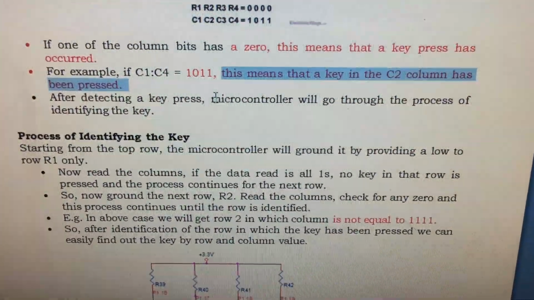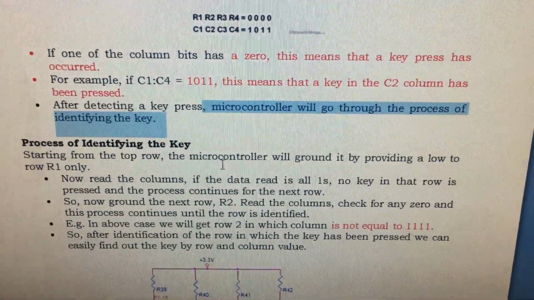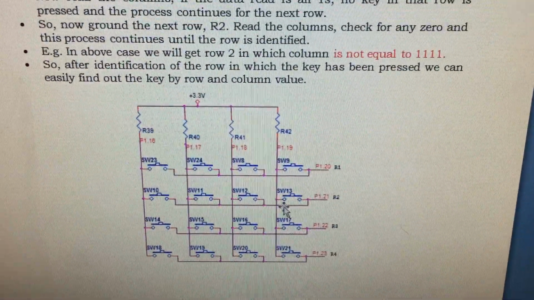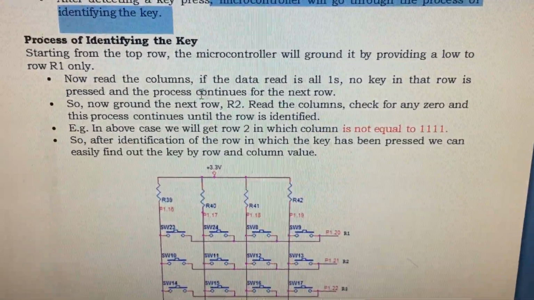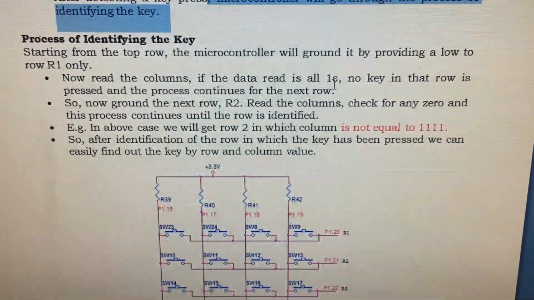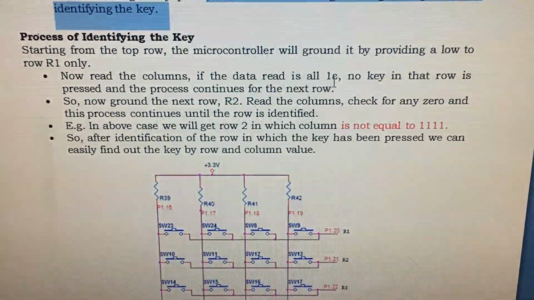After detecting, it will check for the rows. Now you check each and every row. Now read the column. If the data read is all ones, no key is pressed in that row. Now you can start reading the rows in reverse order.